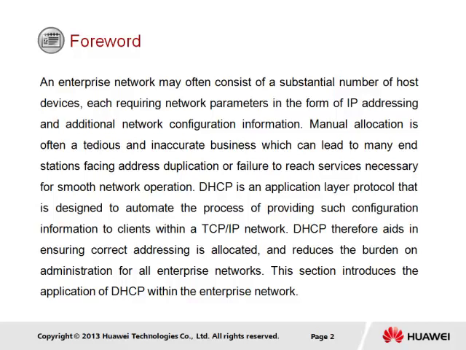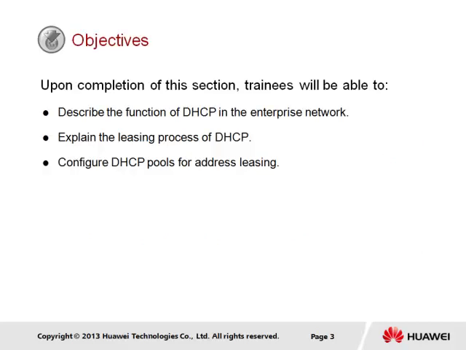DHCP is an application layer protocol that is designed to automate the process of providing such configuration information to clients within a TCP/IP network. DHCP therefore aids in ensuring correct addressing is allocated and reduces the burden on administration for all enterprise networks. This section introduces the application of DHCP within the enterprise network. So upon completion of this section, it is generally expected that trainees will be able to describe the function of DHCP in the enterprise network, explain the leasing process of DHCP, as well as configure DHCP pools for address leasing.